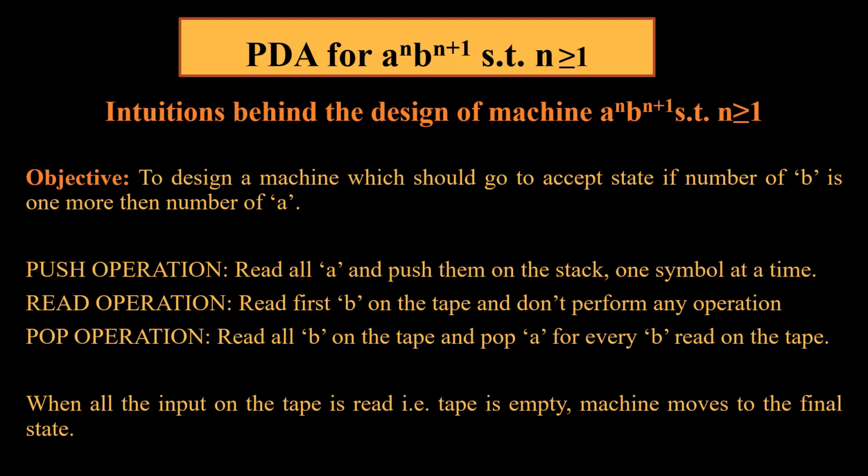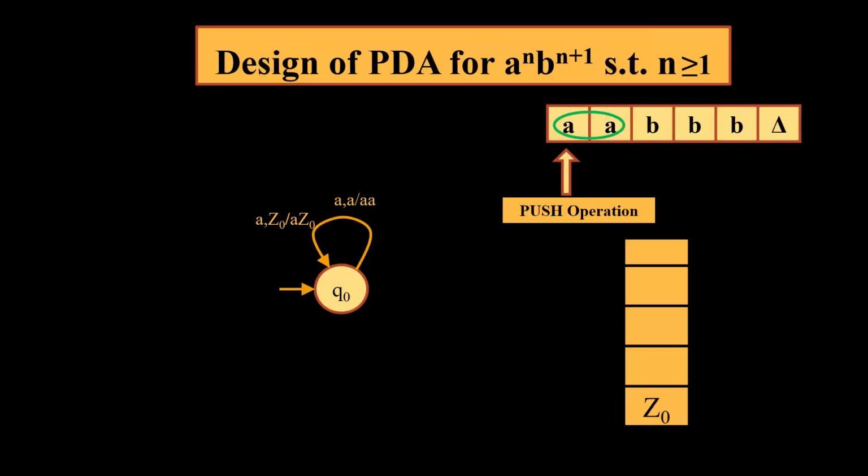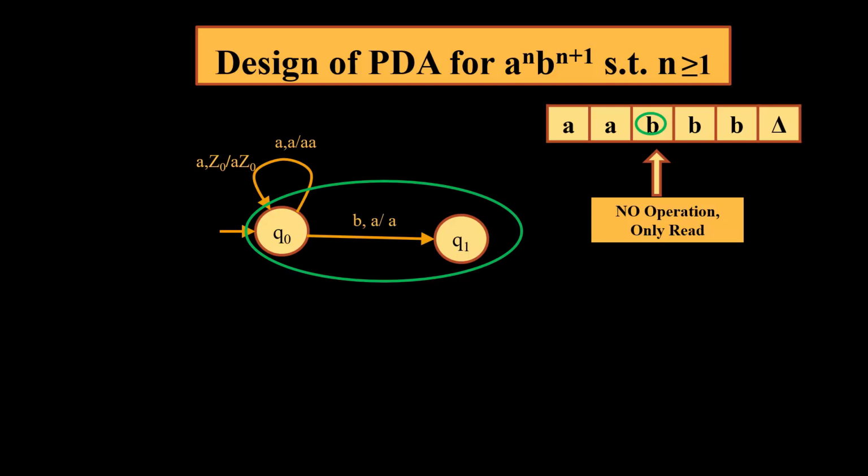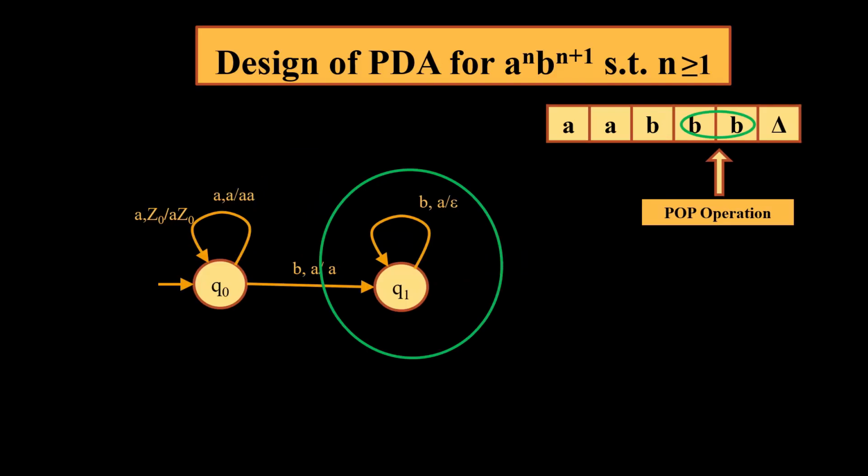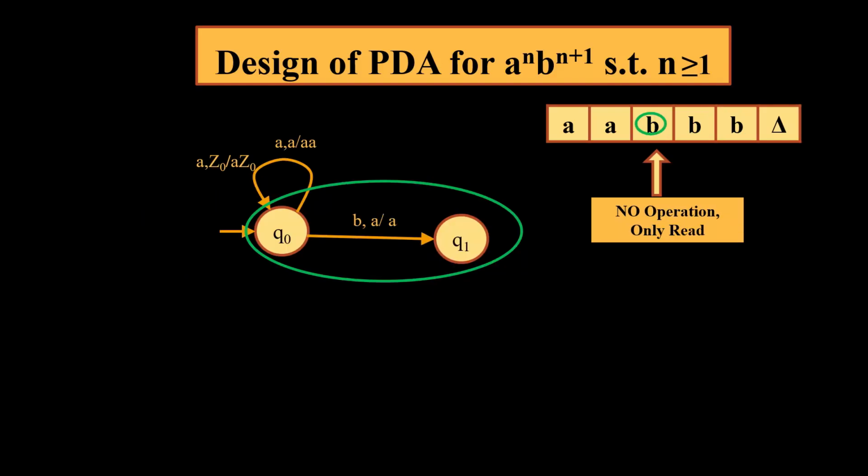When all the input of the tape is read, that is the tape is empty, the machine should move to the final state. For designing this push down automata step by step, till the point a comes, push it onto the stack one by one. If initially it is z0 on the stack, then it will be a z0. If it is a on the stack, then it will be a. Once we come across b, the first b will be a read operation only. There will be a state change, nothing else. So no operation, only read, neither push nor pop.